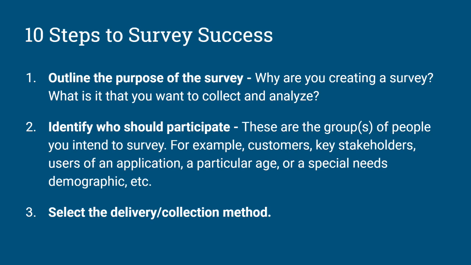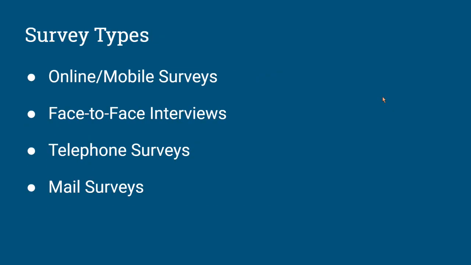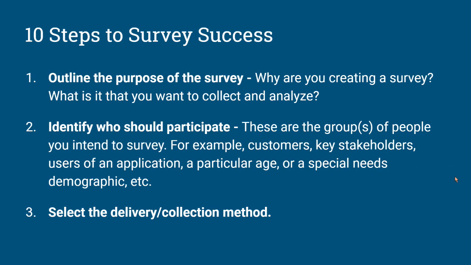Step 3 is to select your delivery and collection method. So that's what we were talking about before. That is, how are you going to do this stuff? Let me go back to that in a second here. So it's your survey type. So that's what you want to figure out next, is how you're going to deliver it, how are they going to submit their answers, and then how are you going to tabulate everything.